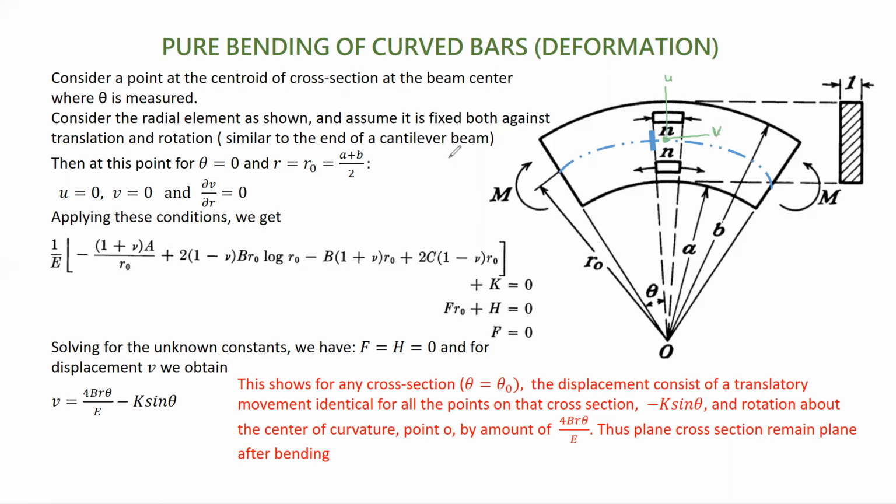That would prevent the translation of that beam, but also we want to prevent it from rotating about that point, right? This curved beam should not be rotating about that point. So how do I fix it? I consider an element in the radial direction, such as this element, and say the slope of that should be 0. That is to say, the derivative of V with respect to R should be equal to 0.